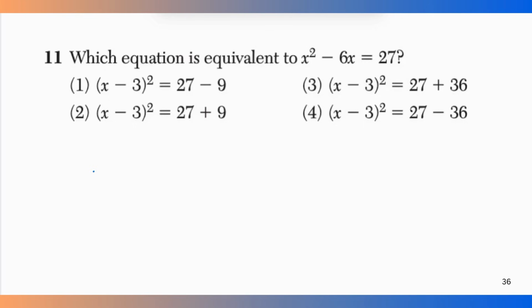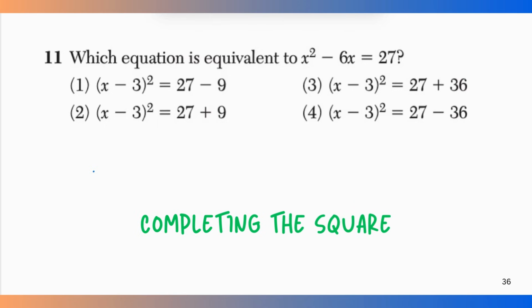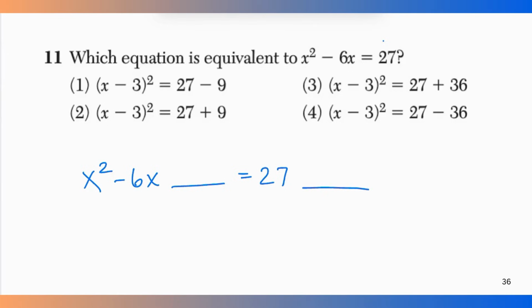Number 11 says, which equation is equivalent to x squared minus 6x equals 27? So we can tell from the answer choices that they're asking us to do the first few steps of completing the square here. So let's set that up. X squared minus 6x, we're going to add something here, equals 27, and we'll add something here as well. So now when you complete the square, we want the constant on the other side. They've already done that for us.